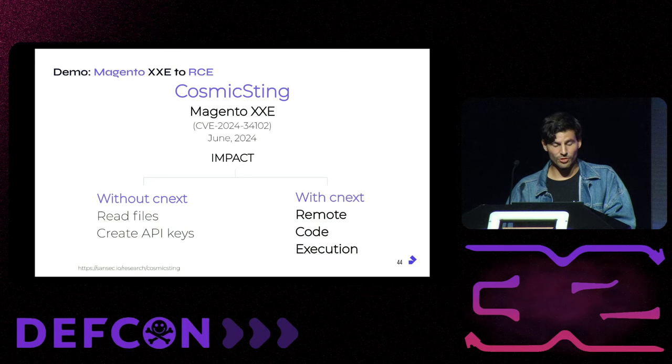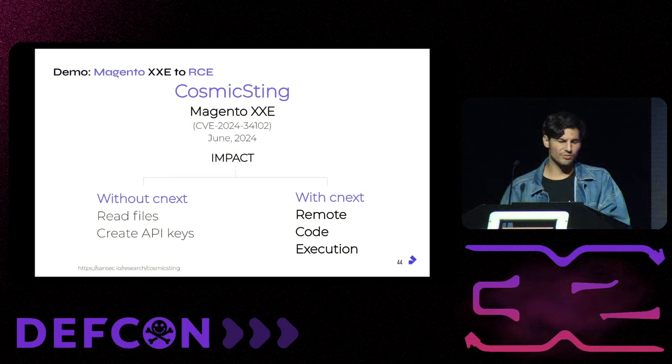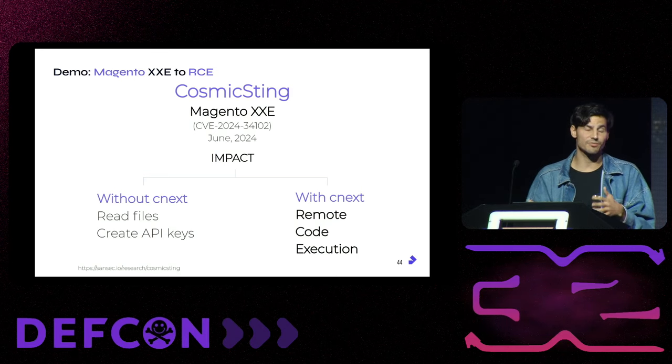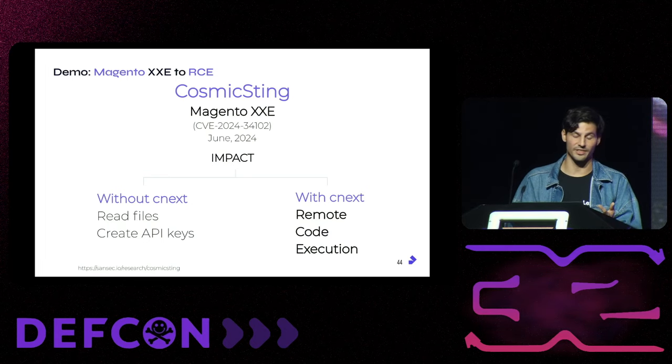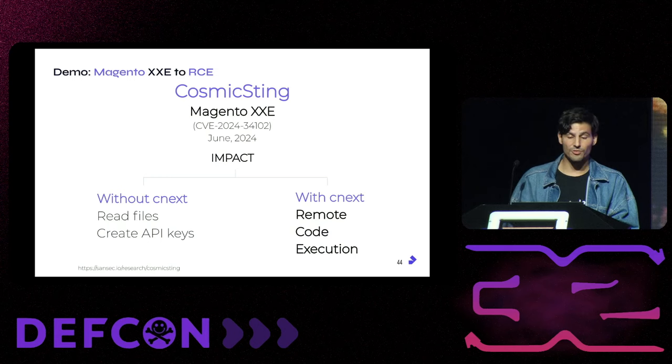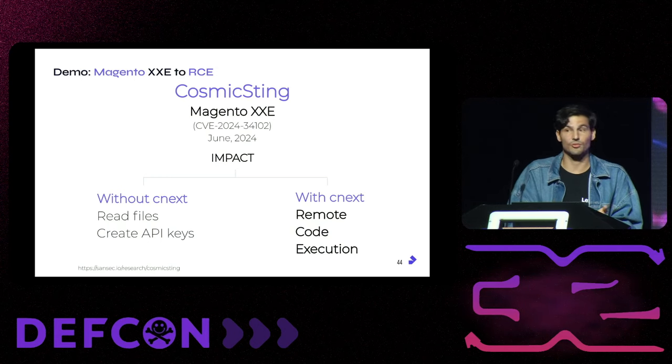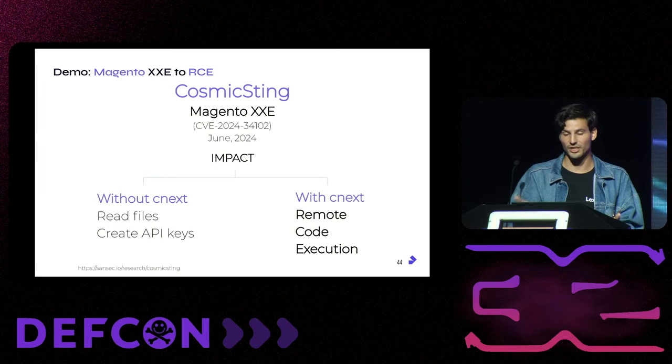I'm going to show you a demo that involves CosmicSting, which is a Magento XXE, pre-authentication. It came out after I published my bug, in June. The original impact was being able to read files, and using these files you would be able to craft API keys, so you would get access similar to an administrator level on Magento. But you wouldn't be able to get RCE. With the bug that we have now, we get RCE easily because we have an XXE, so we can force it into reading any file, and therefore we can read a PHP filter string and get RCE.